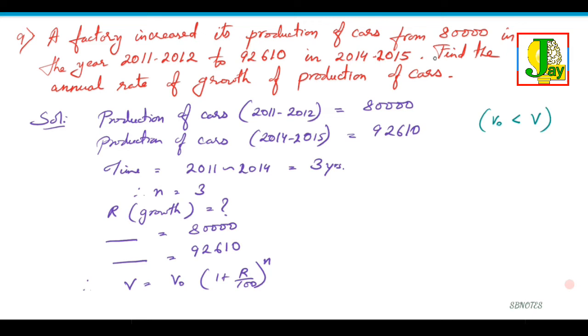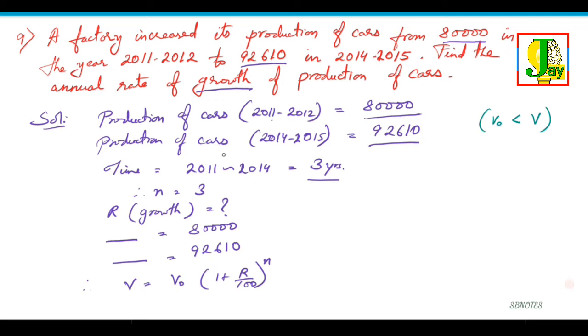In this question, the factory increased its production of cars from 80,000 to 92,610. Now you need to find out the rate. The production of the cars in 2011 and 2012 was 80,000, and in the year 2014 and 15, that's 92,610. From 2011 to 2014, we have 3 years. That's the 3 years gap. Okay, so n is 3, and the rate of growth we need to find out.